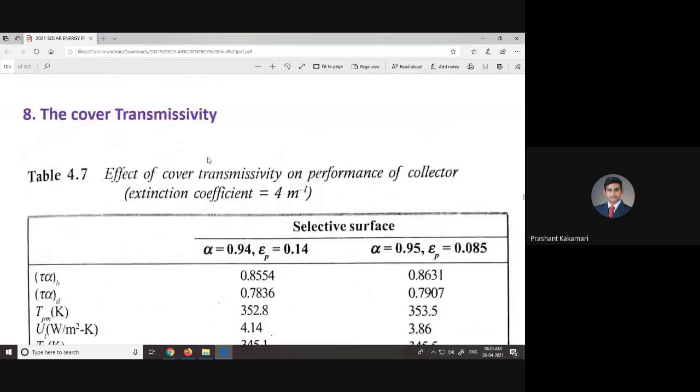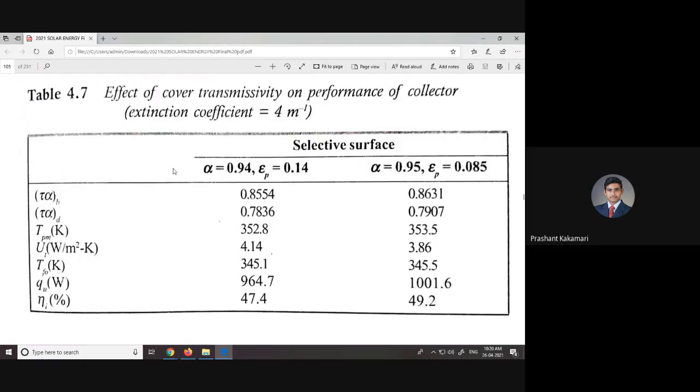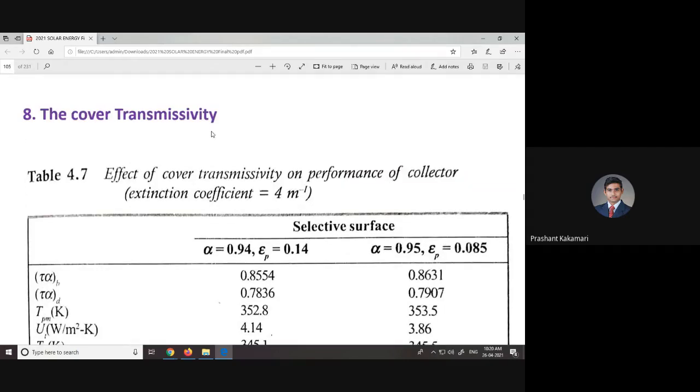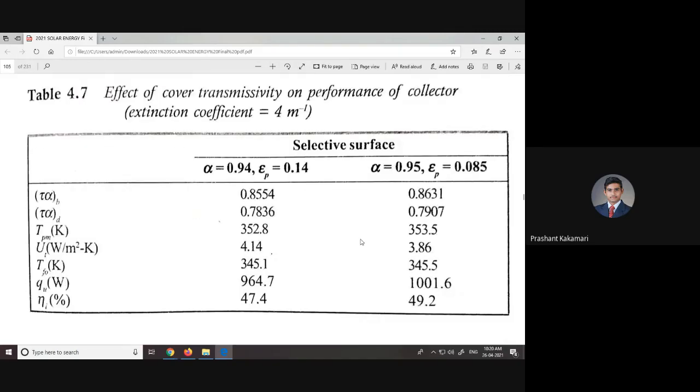Then last is the cover transmissivity. The cover transmissivity should always be very high, and with that high transmissivity, the absorber plate should also absorb the maximum energy. Again, I have taken the table for the absorber plate selective surface, not for the glass covers. If the transmissivity of the glass cover is maintained very high, almost 90% or 95%, but the selective coating is not done on the absorber plate, the same energy will be lost, because it will transmit all the energy to the atmosphere.